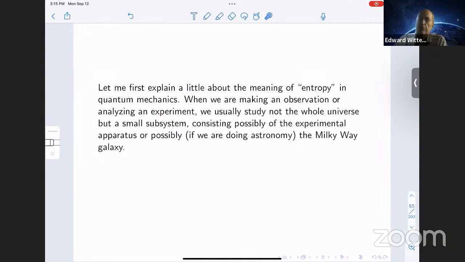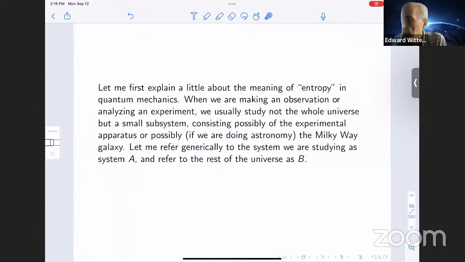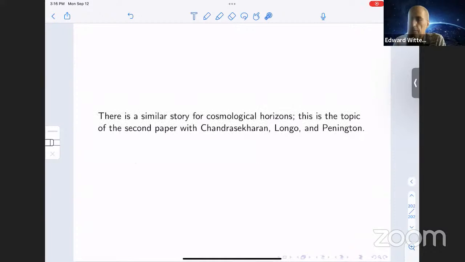When we make an observation or analyze an experiment, we're usually studying not the whole universe, but a small subsystem, consisting possibly of the experimental apparatus if it's a lab experiment, or possibly the Milky Way galaxy if we're doing astronomy, or whatever, but usually we're not observing the whole universe. Let me refer generically to the system we're studying as system A and the rest of the universe as B.